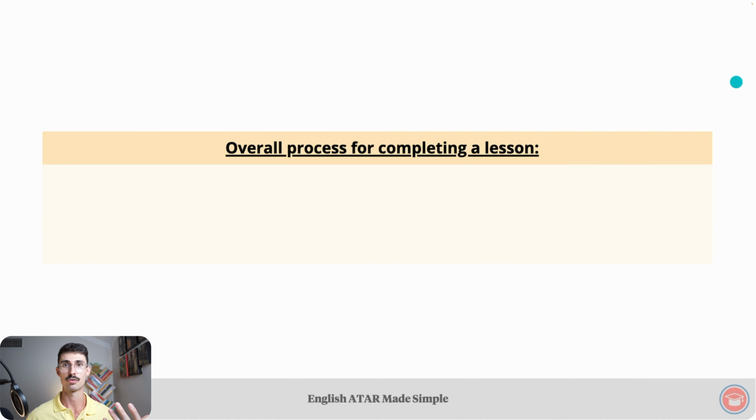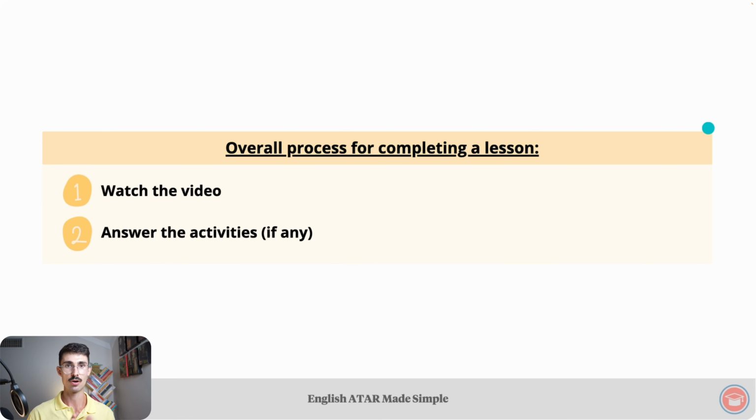But what about the overall process for completing a lesson? First up, you're going to watch the video, and then you're going to answer the activities, if any. Not every lesson will have activities. This lesson doesn't have any activities, but most will. Just to make sure we're on the same page here, as we saw at the beginning of the lesson when we discussed the key terms of English ATAR Made Simple, we learnt that each lesson has two elements. It has the video lesson and it has the PDF. And then within the PDF, a PDF has two sections. It has the study notes and it has the activities.